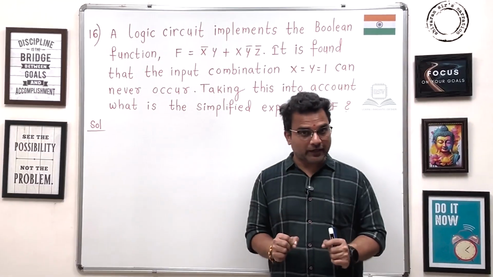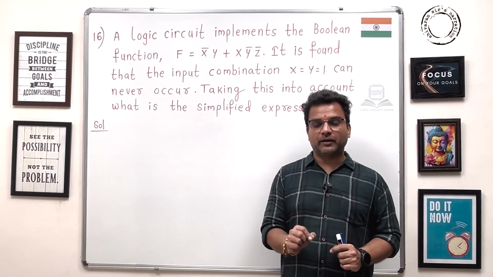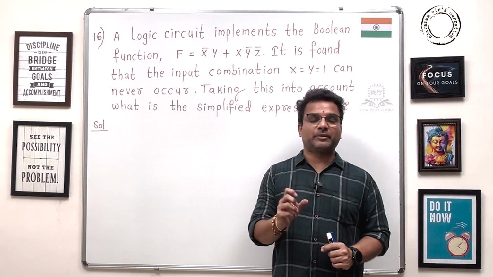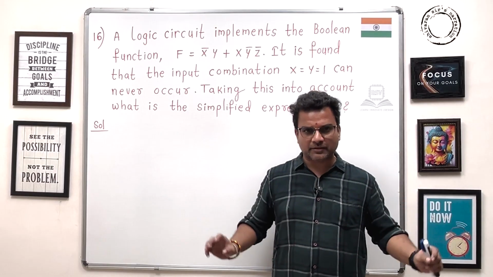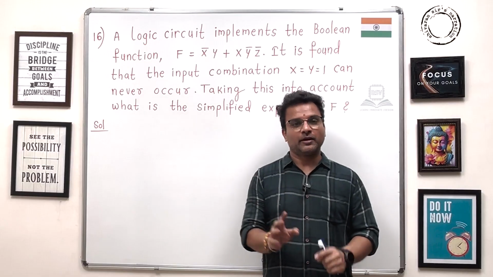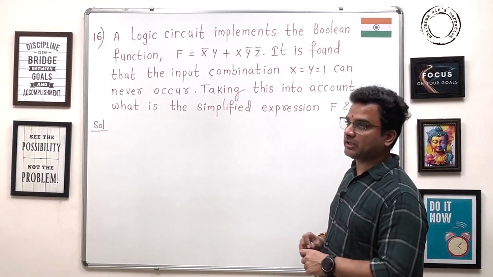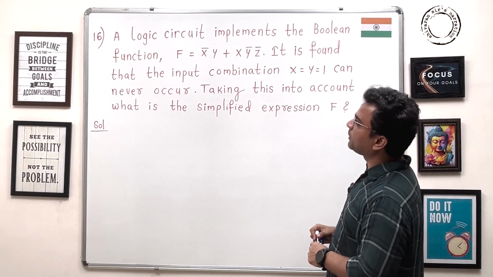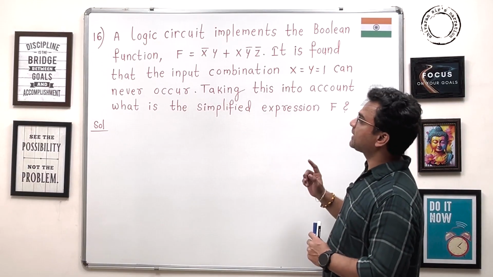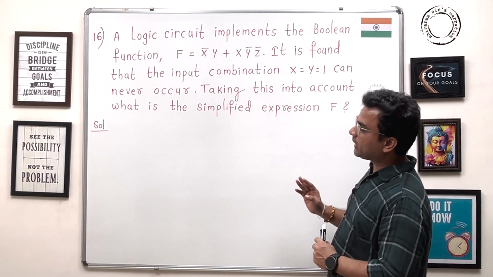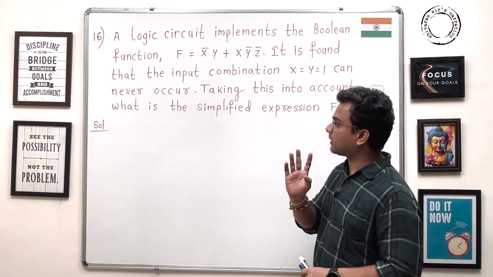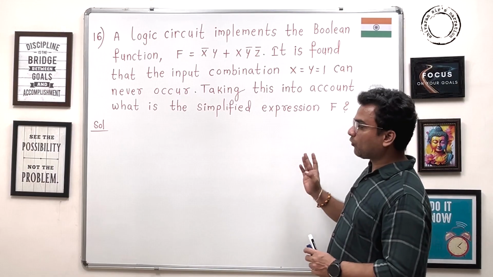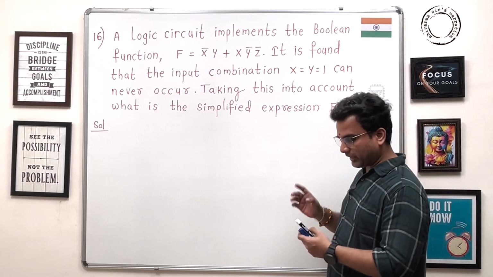Okay, we are taking another numerical on logic optimization, design optimization. VLSI means optimization, remember. Let's dive into question number 16. A logic circuit implements the Boolean function f equals x bar y plus x y bar z bar. It is found that the input combinations x equals y equals 1 can never occur. Taking this into account, what is the simplified expression f?